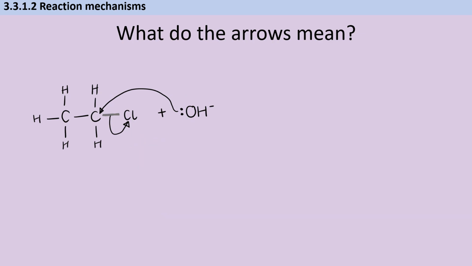Then in terms of where the arrow ends up, we've got two options. Either we're forming a new bond. So this hydroxide here is going to come in and it's going to form a bond with that carbon. So that first arrow is finishing up with the carbon. Or we're going to end up forming a new species that has a lone pair. So with my second arrow, both of the electrons that are in that carbon to chlorine covalent bond are ending up with the chlorine.